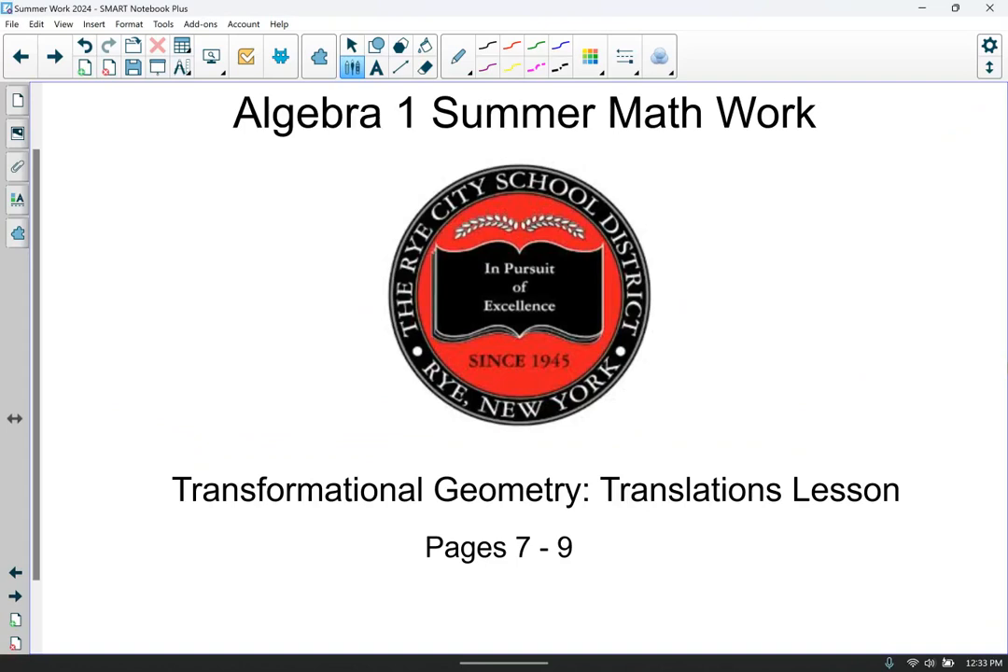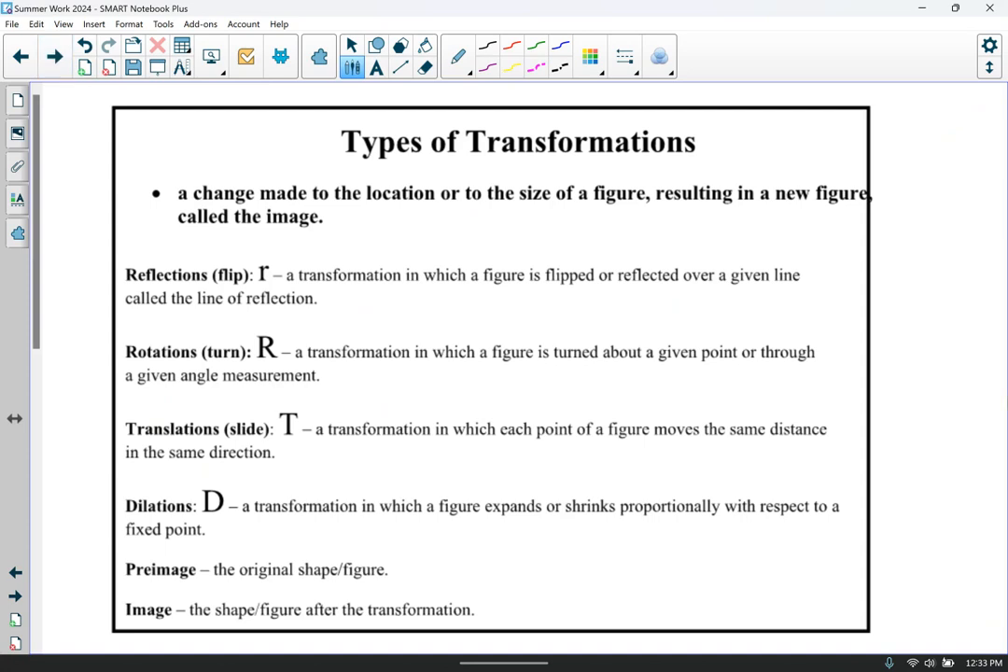In this video, we're going over an overview of transformational geometry and then specifically looking at translations. We'll be working on pages 7 through 9 in our Algebra Summer Math Work Packet. Transformational geometry should be familiar from 6th grade. That's when we're shifting, flipping, rotating geometric figures or points within the coordinate plane.